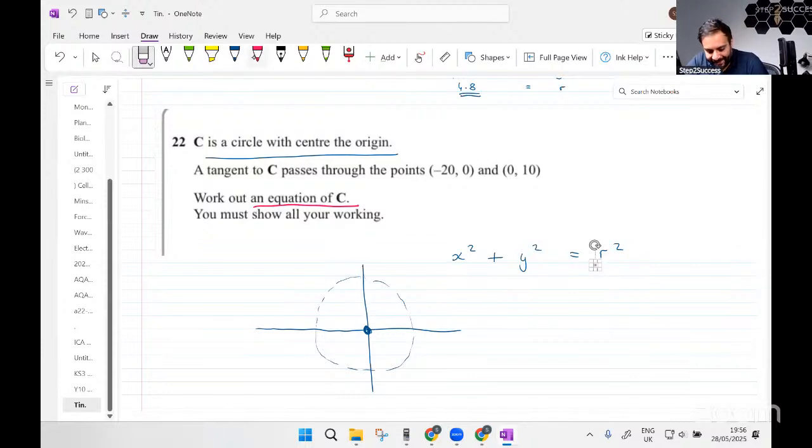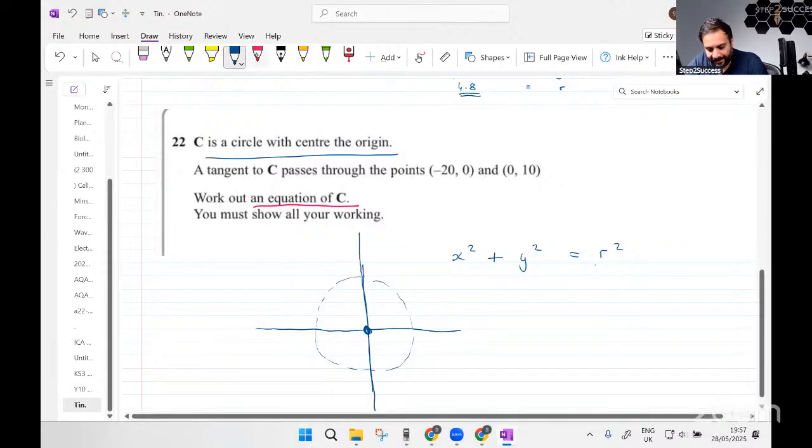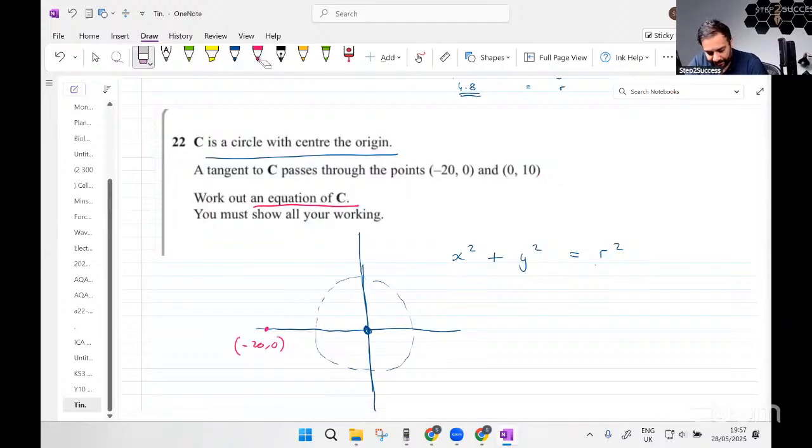It tells you a tangent to this circle. A tangent is a line that just touches the circle on the outside once, passes through the points minus 20, 0. Let's put that over here. And 0, 10. Let's put 0, 10 there. Okay. The tangent goes through those points. If I can draw this properly. Okay, so there's a tangent, sort of.